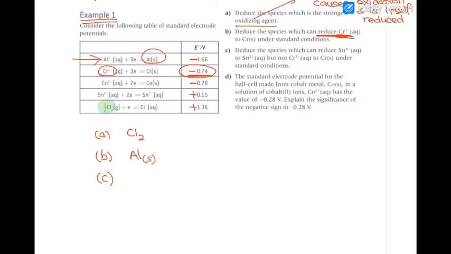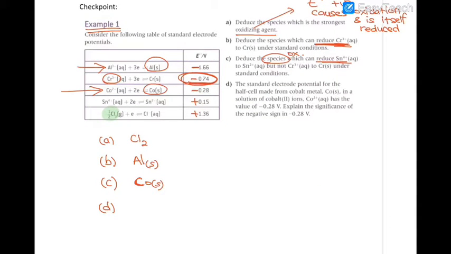Now the species that can reduce Sn4+. If it can reduce Sn4+, the electrode potential should be more negative, but it should be less than 0.74. So it's this one. But since we're looking for a reducing agent, the species itself is going to undergo oxidation. So it's cobalt solid.